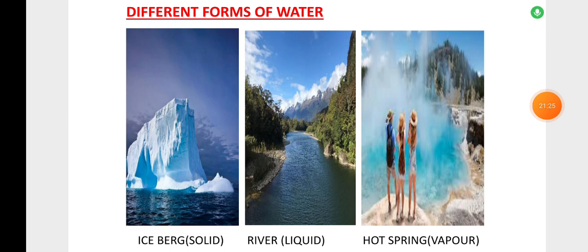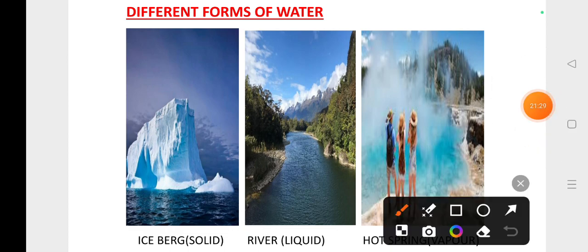In this image, I have already shown you the hot spring water. Here you can see the water comes from under the earth, from the underground, and it is very hot. So they are called hot water springs. In India, we find them in Rishikesh, then Ladakh.